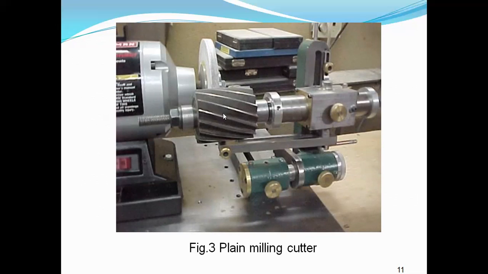If the face width is below 20 mm, the teeth look straight, that is, parallel to the axis of the milling cutter. But here the face width is more than 20 mm, so the teeth look like a helix, with a helical angle. That means it has some helix angle.